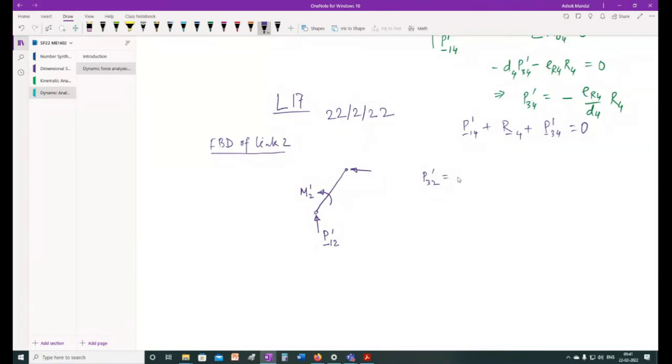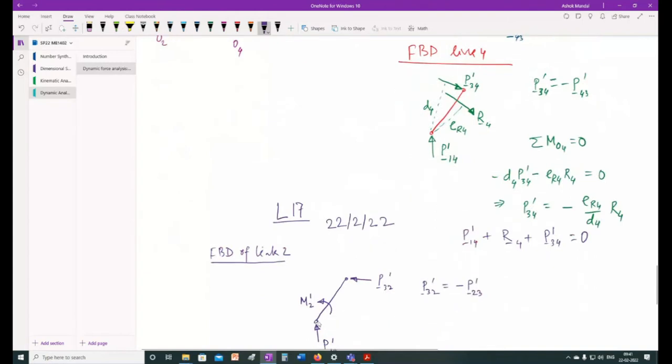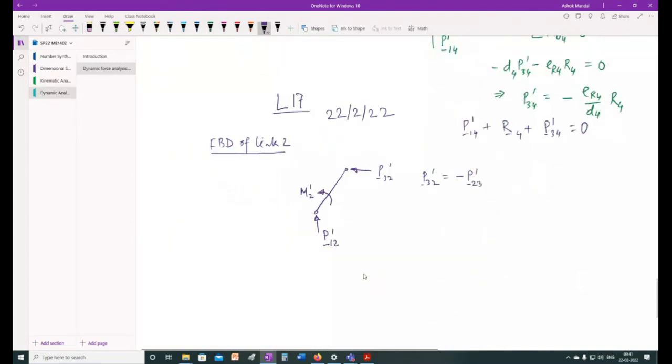P32 is equal and opposite to P23. So this force is P12, and this completes the free body diagram. This point is O2. Now you apply the summation of moments of all the forces about O2 equal to 0.